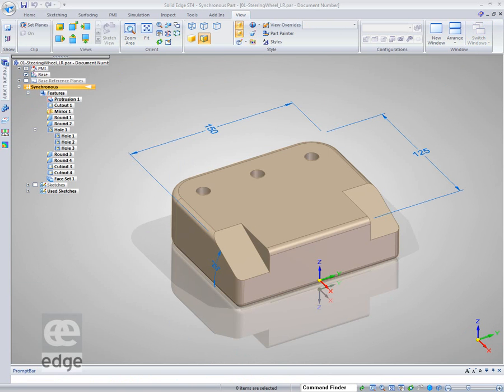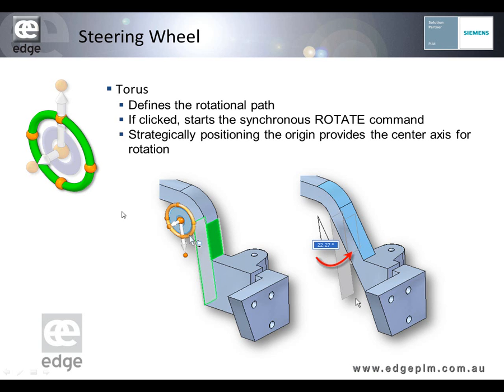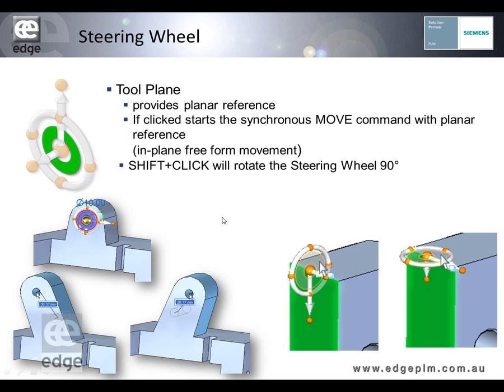Go back to our slides. That's the torus. You can see how effective that is. The tool plane, and you just saw me use that, provides a plane of reference. If you click on it when you've selected some geometry, it will effectively be a free-form move. So here we've selected this hole. I've clicked on the tool plane, and I can move this left, right, up and down all at the same time.